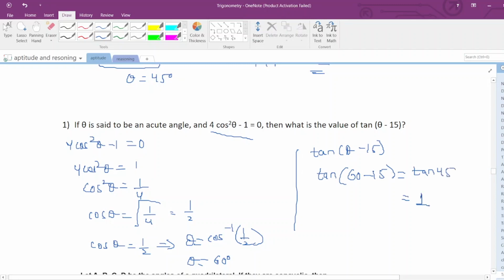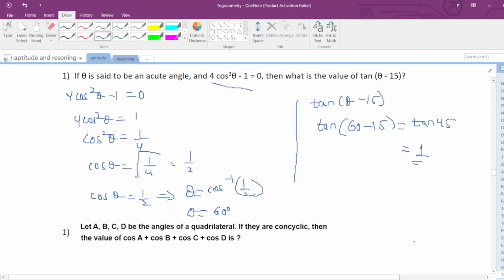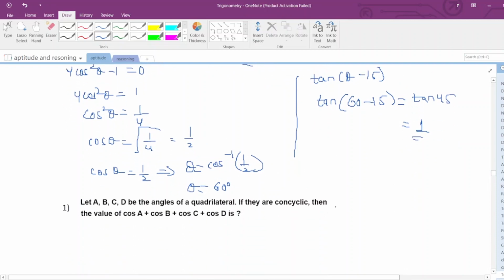Tan 45 is equal to 1. That's it. This is the answer we need to find. So it's simple, right? But if we substitute the theta value we get into the expression, then if theta is equal to 60, which is less than 90 degrees, it is an acute angle only.